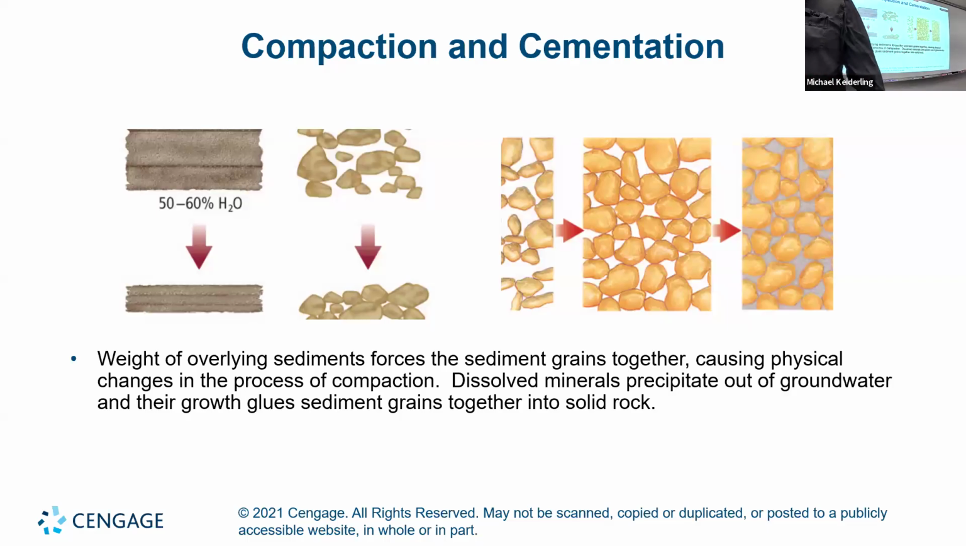So the weight of the overlying sediments forces the sediment grains together, causing physical changes in the process of compaction. And dissolved minerals will then precipitate out of groundwater, and their growth glues the sediment grains together into a solid rock.